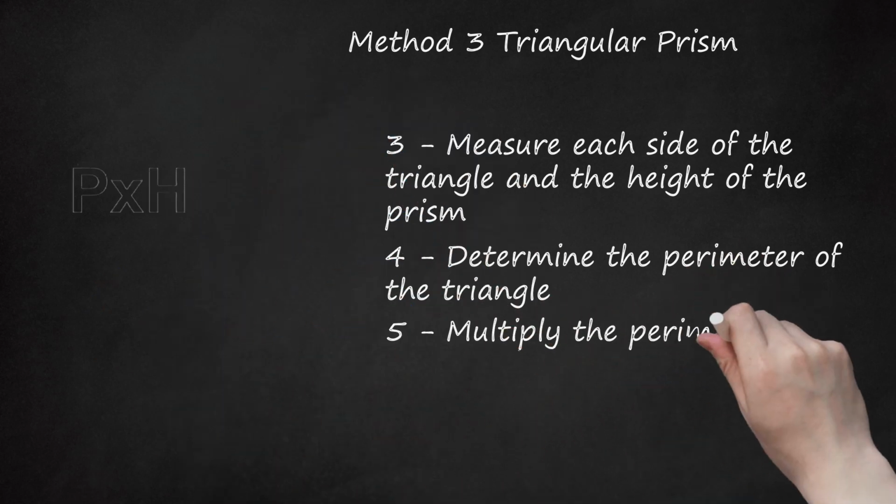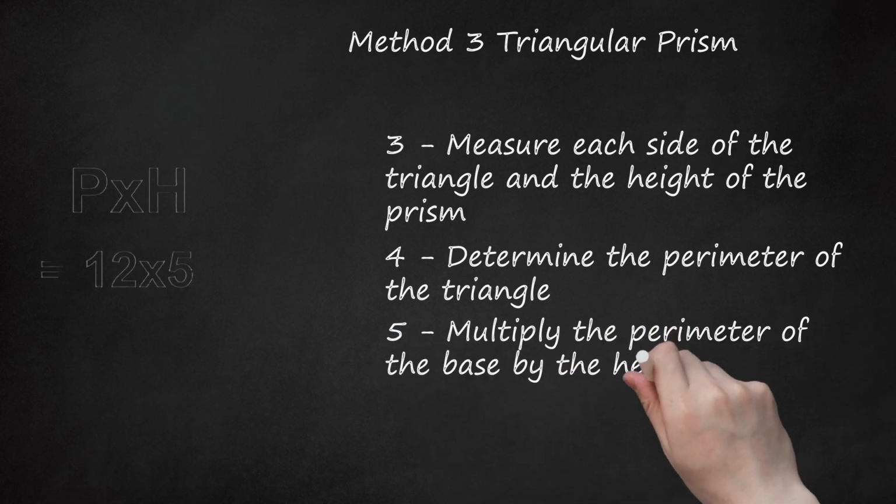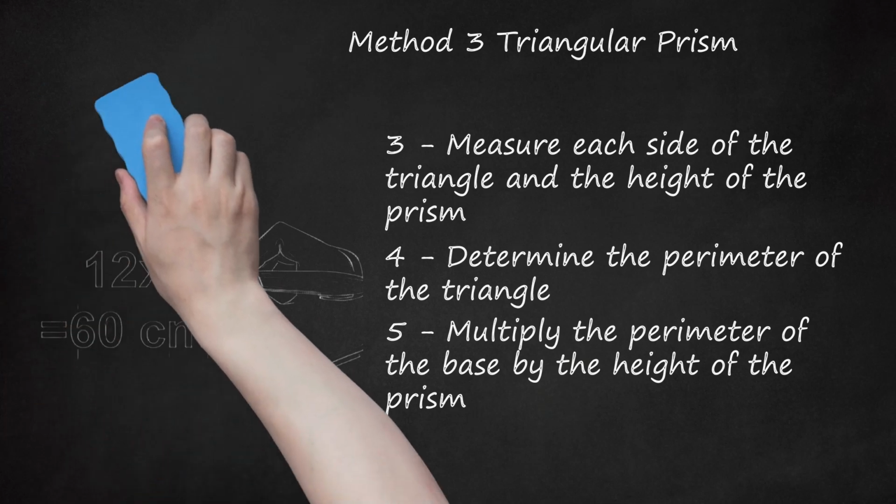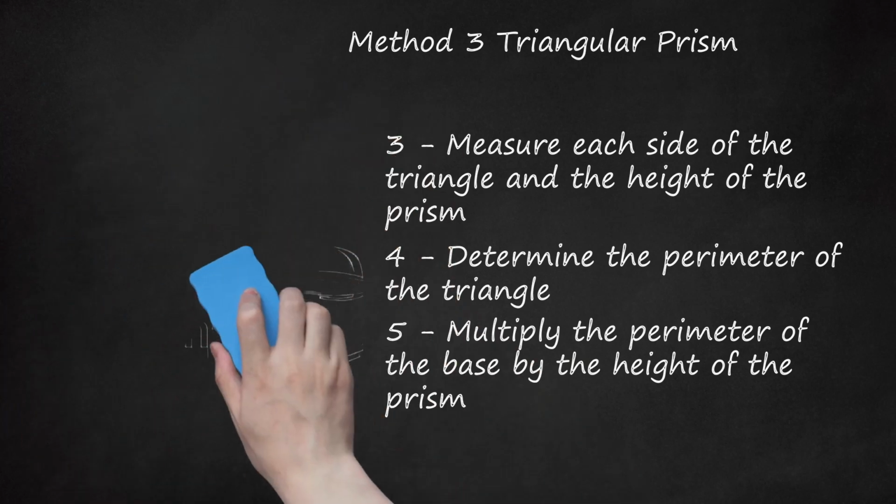5. Multiply the perimeter of the base by the height of the prism. Remember, the height of the prism is the distance between the two triangular bases. In other words, multiply P by H. Example: P x h = 12 times 5 = 60 square centimeters.